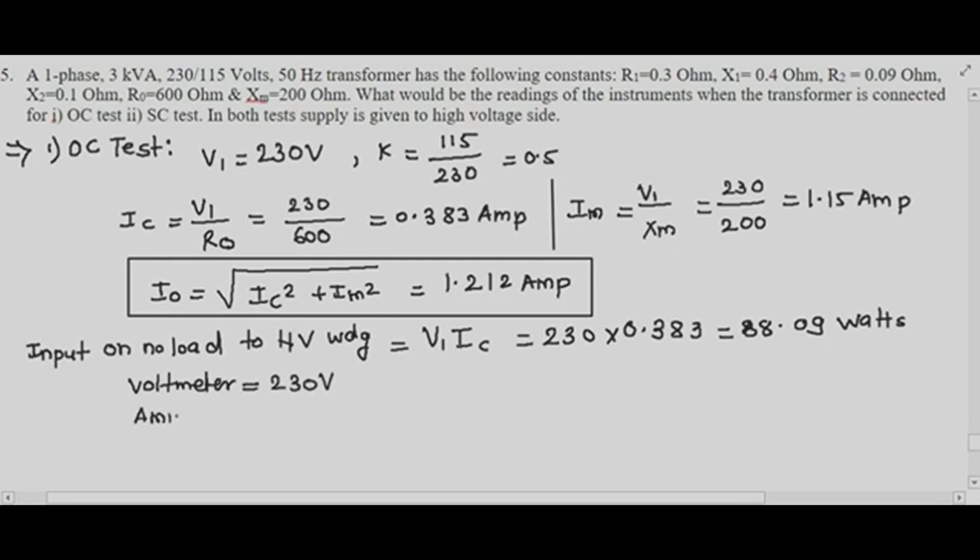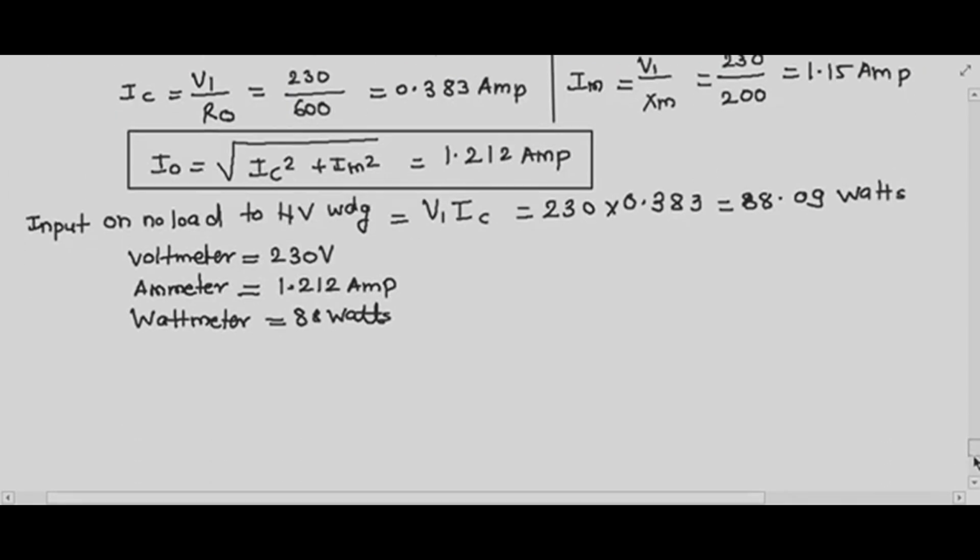My ammeter, which is connected in series with the primary winding, will show me the reading of the no load current, right? So what is my no load current? No load current is 1.212 ampere. And what will my wattmeter show me? That is nothing but your no load power, which is equal to 88 watts approximately.